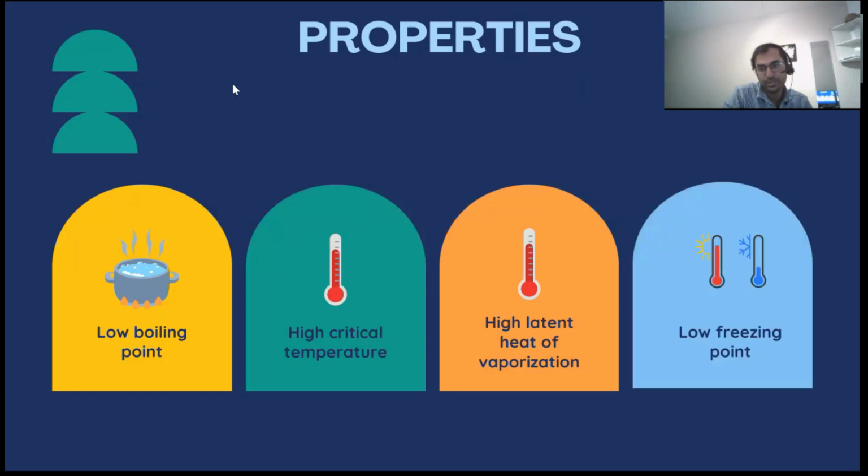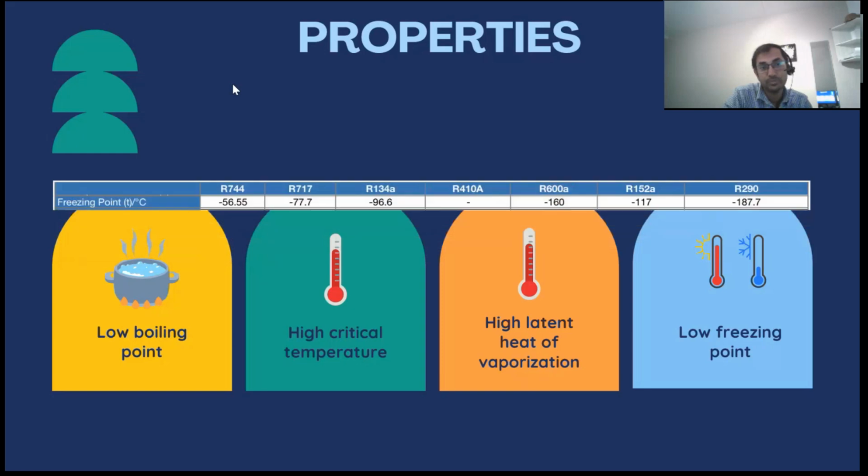Now, low freezing point. The refrigerant which we are using for an HVAC system, air conditioning, refrigeration, or heat pump should have a low freezing point. Otherwise, the refrigerant will freeze and will not be able to flow. For freezing point, if you see R744, it is minus 56.55 degrees centigrade. R1234yf is minus 96.6 degrees centigrade. R410A is not listed there, but it is minus 155 degrees centigrade. It's like that only, so it is very low.